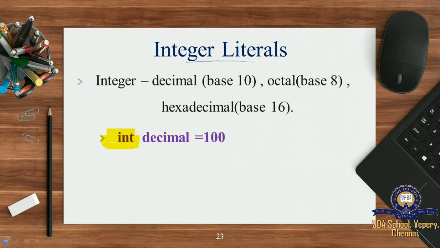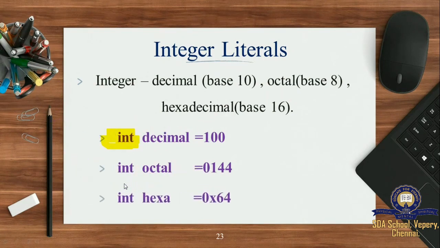And the next example is int octal. Octal is 0 to 7, so it always starts from 0. And next one is hexadecimal, which is a combination of alphabets and numbers. This is your integer literals. Literals have three categories. One is integer.